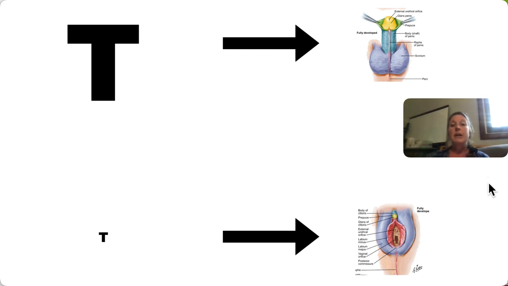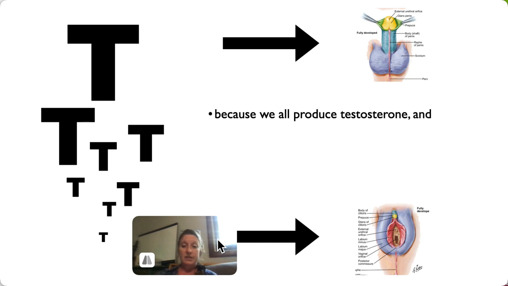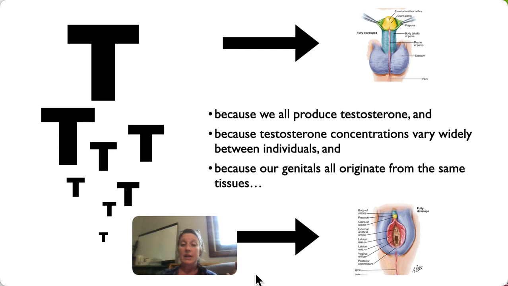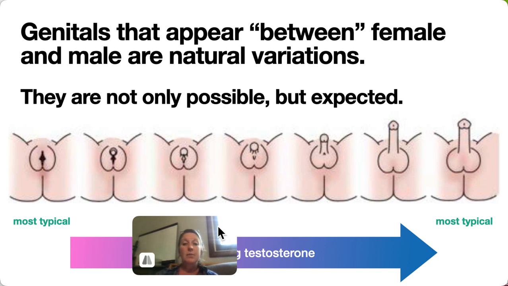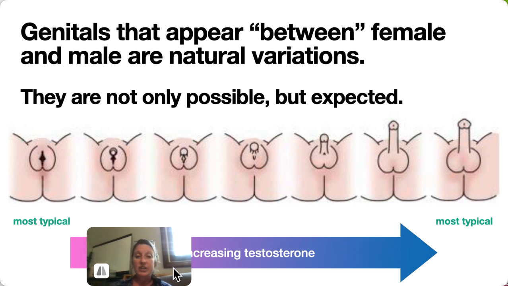But the thing is, because of all the ways that testosterone can vary from one individual to the next, there's all kinds of concentrations of testosterone that we can have. And what that means is that because we all produce testosterone, and because the concentrations vary widely between individuals, and because our genitals all come from the same tissues, genitals that appear between female and male are natural variations. They are not only possible, but expected.